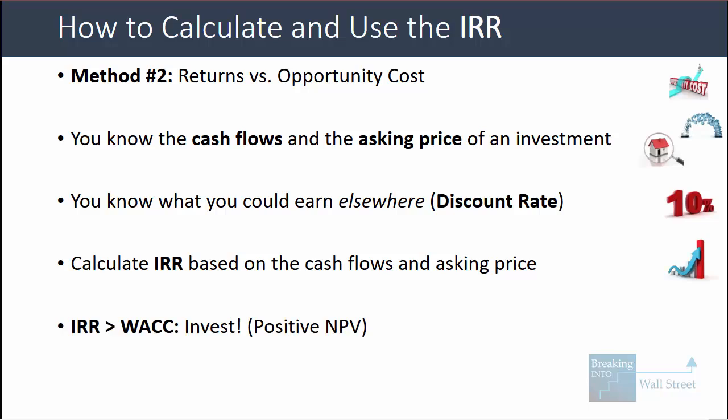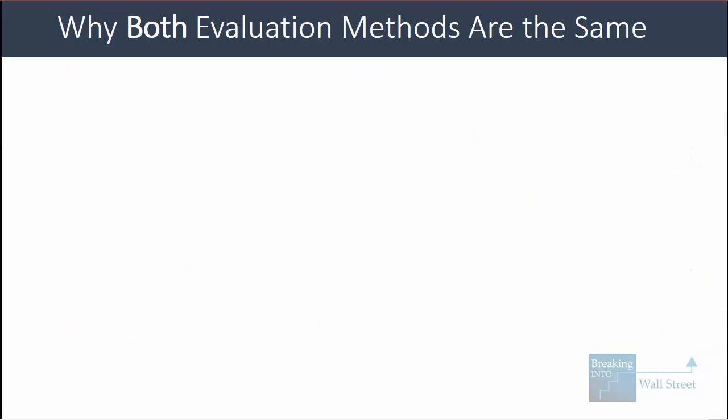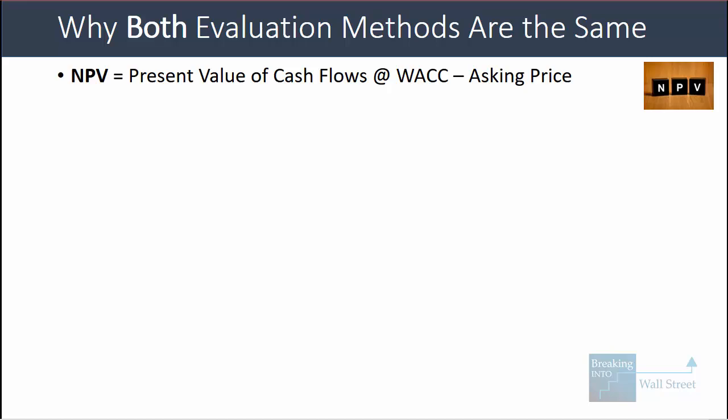If the IRR exceeds WACC, then you should invest because it means you have a positive net present value. And if the IRR is less than WACC, then you want to stay away. The net present value is negative, and it means that the potential returns are less than your opportunity cost, so you could do better elsewhere. That's a bit about how to calculate and use the IRR. Let's now go to the last point and talk about why both evaluation methods are the same.